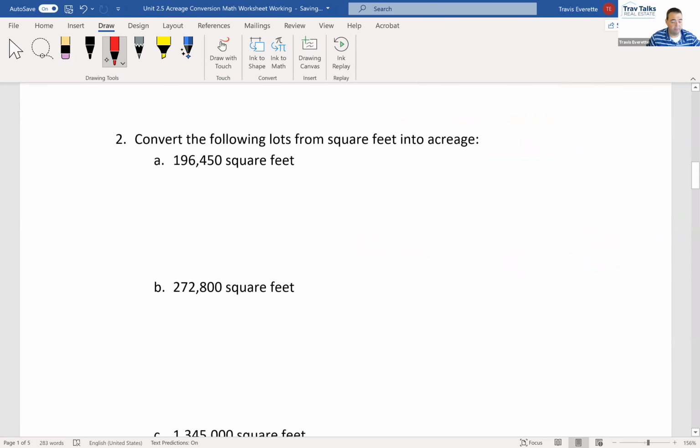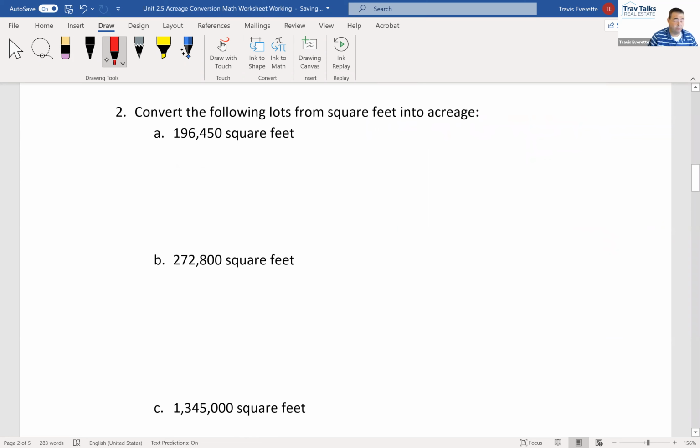So what else do we have? Well, we can go the opposite direction. Same formula. Your formula doesn't change. A formula is a formula. A formula is a roadmap. So it says here, convert the following lots from square feet into acreage. Well, the thing is, I only still know one formula that has both square feet and acreage in it. So it has to be that formula.